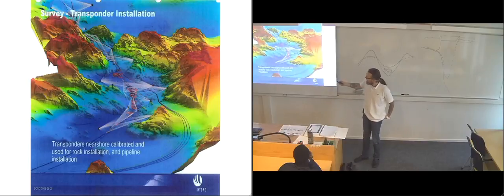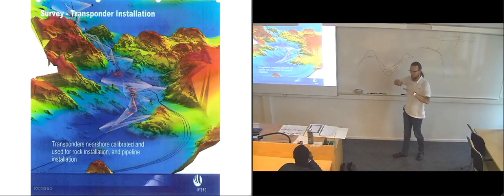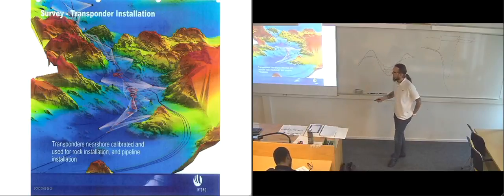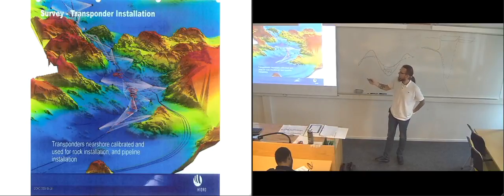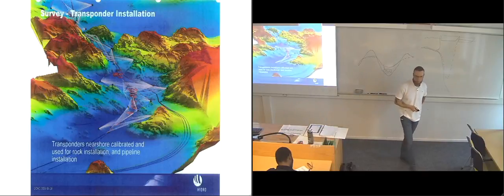Here you can also see these red spots. Those are areas where they've put down gravel to build up the pipeline to support it. And you can see here it's really rough terrain they're working in. You have these high tops around here, and you have this deep trench that they're putting the pipeline through.